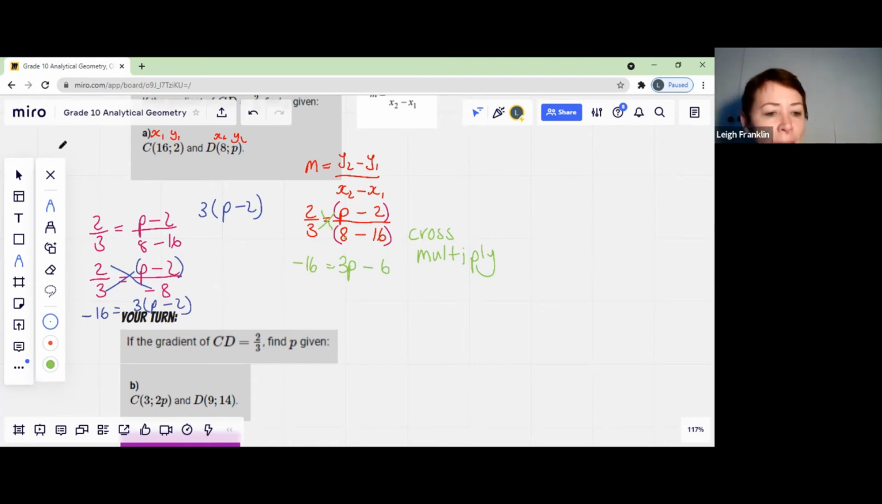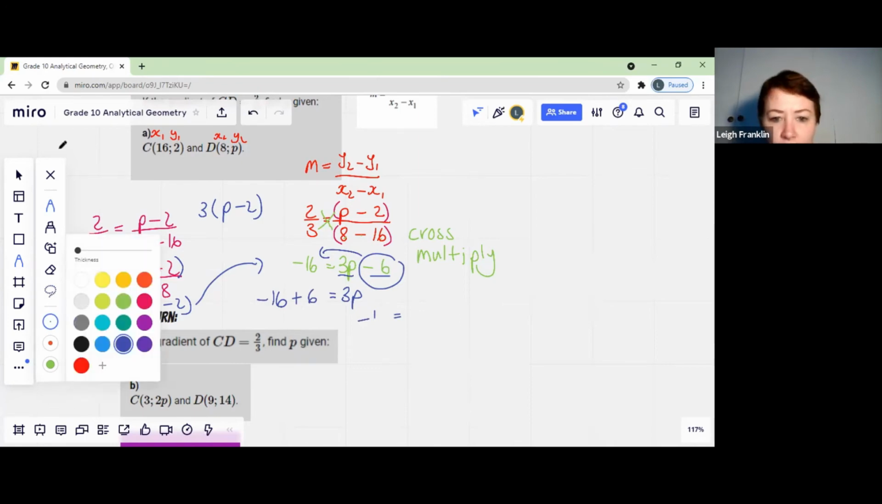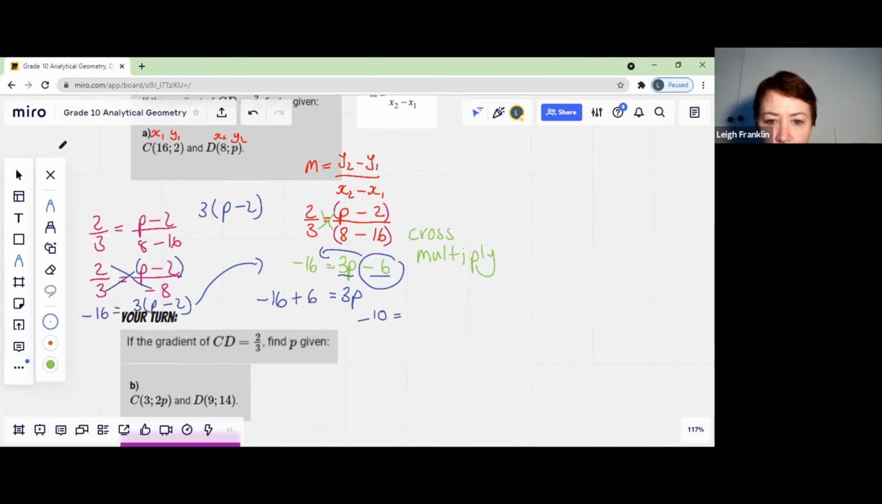Okay, so then expanding our brackets, Katlego. Hopefully now you can understand 3 times P gives us the 3P, and 3 times minus 2 is where the minus 6 came from. All right, so now we need to solve for P. So that means that this minus 6 has to go over to the other side. So it's going to become minus 16 plus 6. So that means that minus 16 plus 6 will leave me with negative 10. Whoopsie. Negative 10. And I've got 3P over here.